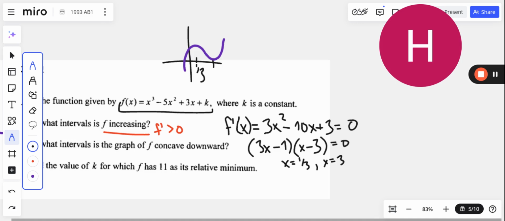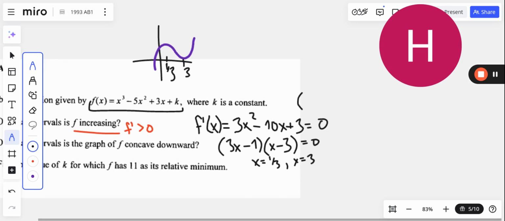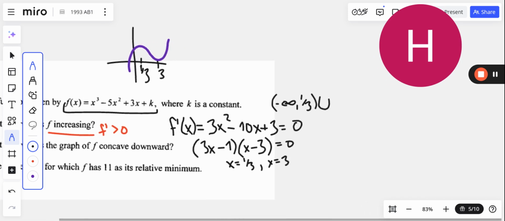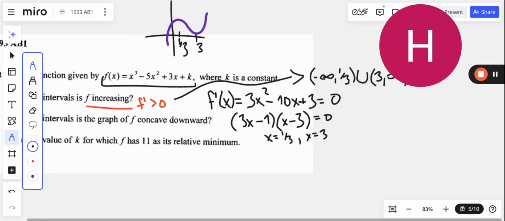Now we don't know how high up the graph is. That depends on the k value. But this gives us a very good understanding of what the shape of this graph is like. And so it's increasing clearly from negative infinity to the 1/3. And then it's going to go down, right? It's going to dip downwards. And then later it's going to go up again. That's going to be from 3 to infinity. That's when it's increasing. Very simple.